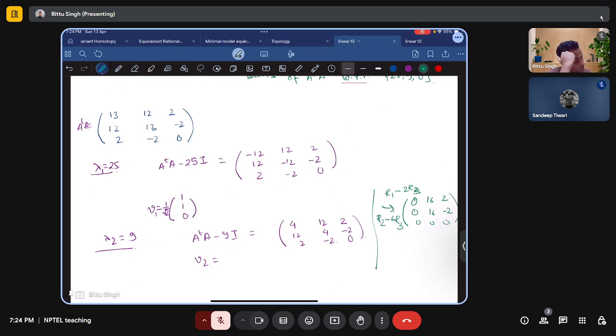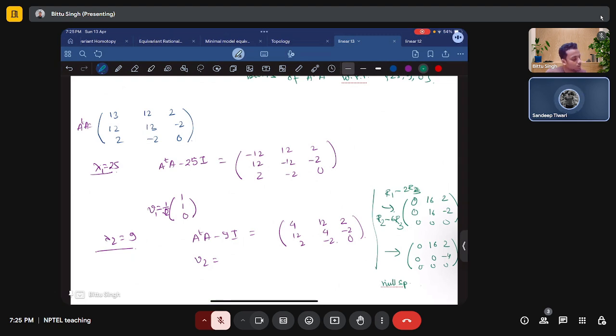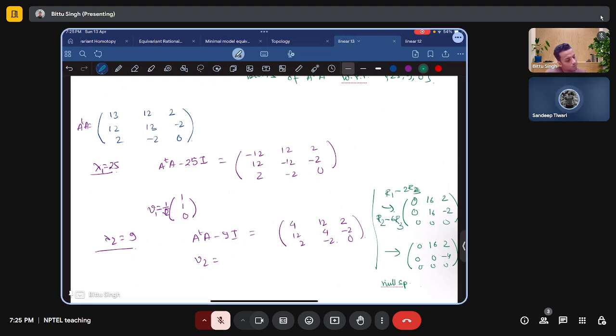Now you can also further reduce it. So it will become 0, 16, 0, 0, and minus 4, minus 4. So what will be a solution? You can take the null space. What will be the null space of this? Sir, x3 will be 0. All are 0.